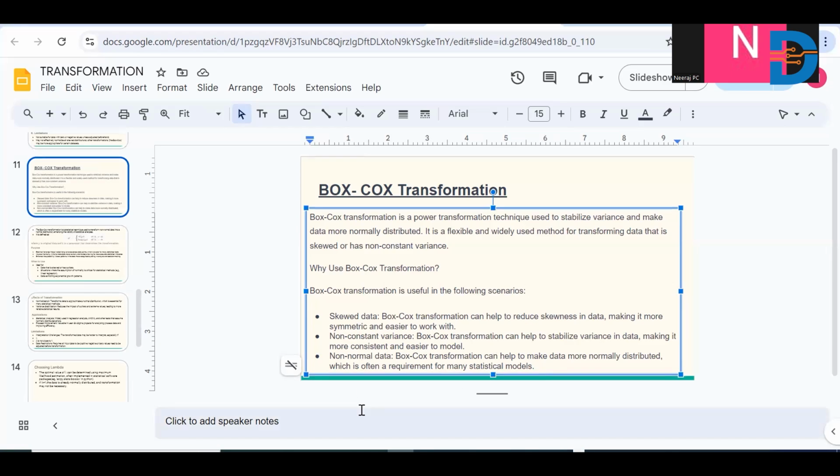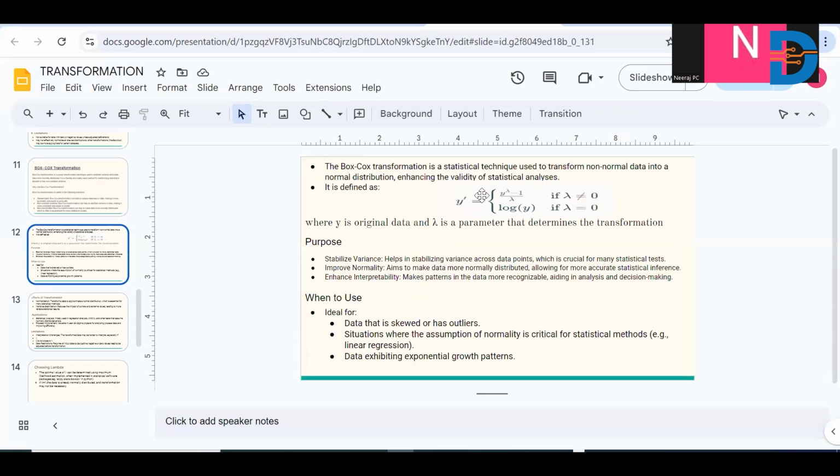Non-normal data. Whenever you have a non-normal distribution of the data, it will help to convert it into more normally distributed data, not exactly normal, but more likely a normal distribution. So this is to transform non-normal data into a normal distribution.